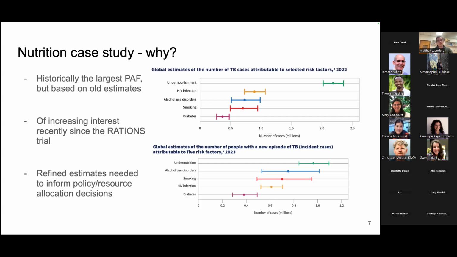But of course, in recent years, nutritional status for TB has garnered lots of interest, partly because of the RATIONS trial and because of a body of research on nutrition and TB. And then a couple of years ago, WHO changed their methodology and calculated a very different PAF to the one they had done previously, which piques interest. So we came at this from the approach of, well, nutrition is important for TB. We need to refine our estimates to really understand how much TB we think could be attributable to undernutrition.